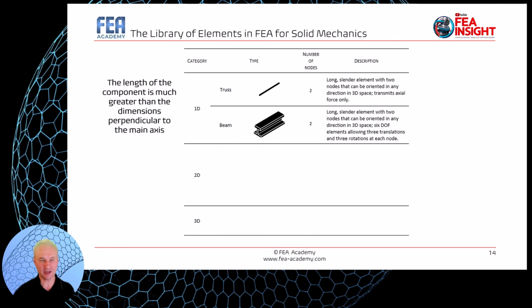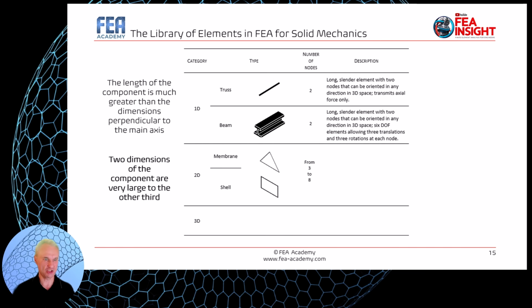The beams are long, slender elements with 2 nodes, which can be oriented in any direction in the 3D space, like the truss element, but they have 6 degrees of freedom at each node, allowing 3 translations and 3 rotations at each node.